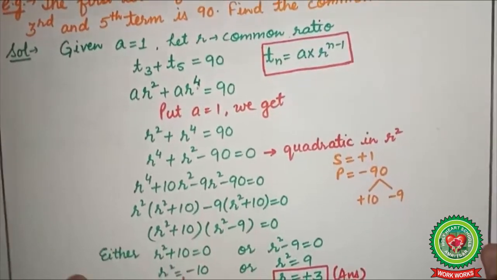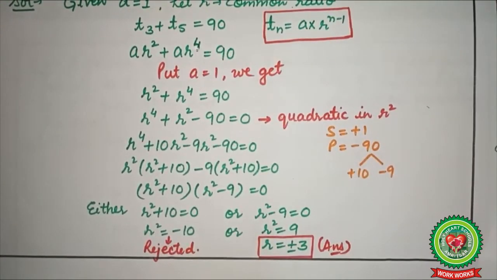When you equate them equal to 0, we get R square plus 10 equal to 0. From here, R square is equal to minus 10. Now, when you shift the square root sign to this side, you will get the negative term under the square root, which is an imaginary number. So, this value of R is rejected.